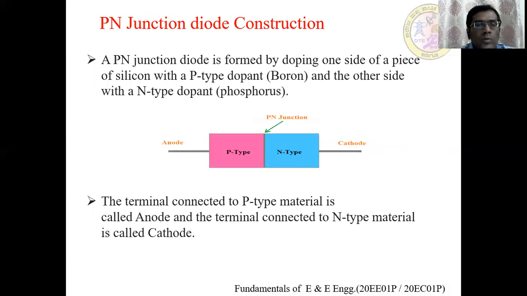A PN junction diode is formed by doping one side of a piece of silicon with a p-type dopant called boron and the other side with an n-type dopant, that is phosphorus. The terminal connected to the p-type material is called the anode and the terminal connected to the n-type material is called the cathode. See in the diagram, the p-type and the n-type, and the junction formed between them is called the p-n junction.